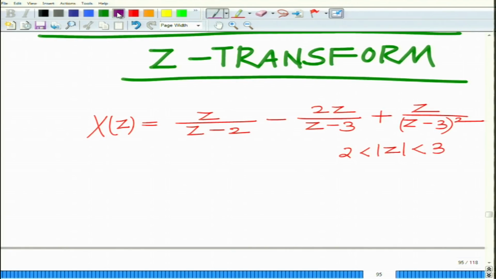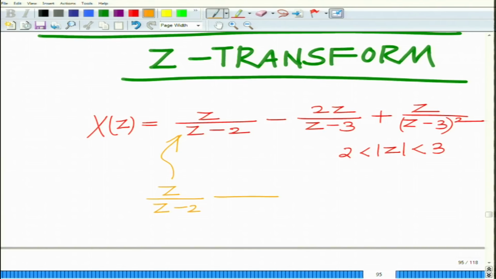Now, in this, for instance, look at the term z over z minus 2. The ROC corresponds to magnitude z greater than 2. So, this is a right handed signal with respect to the pole at 2. So, the inverse Z transform of z over z minus 2 is 2 raised to n u[n].